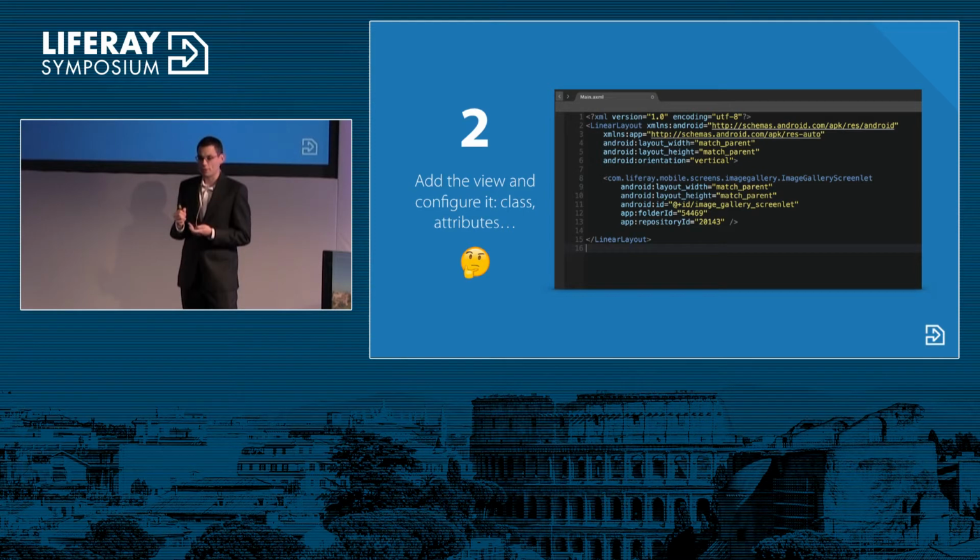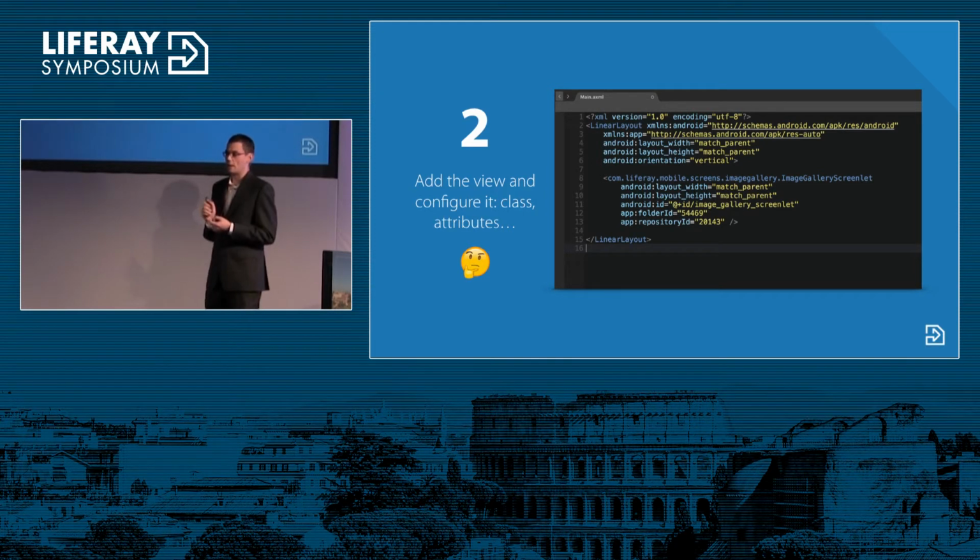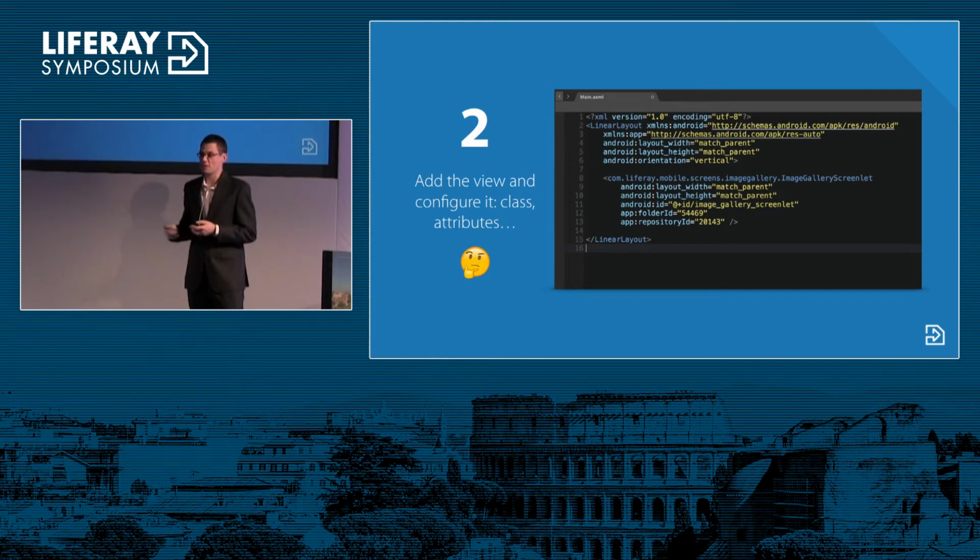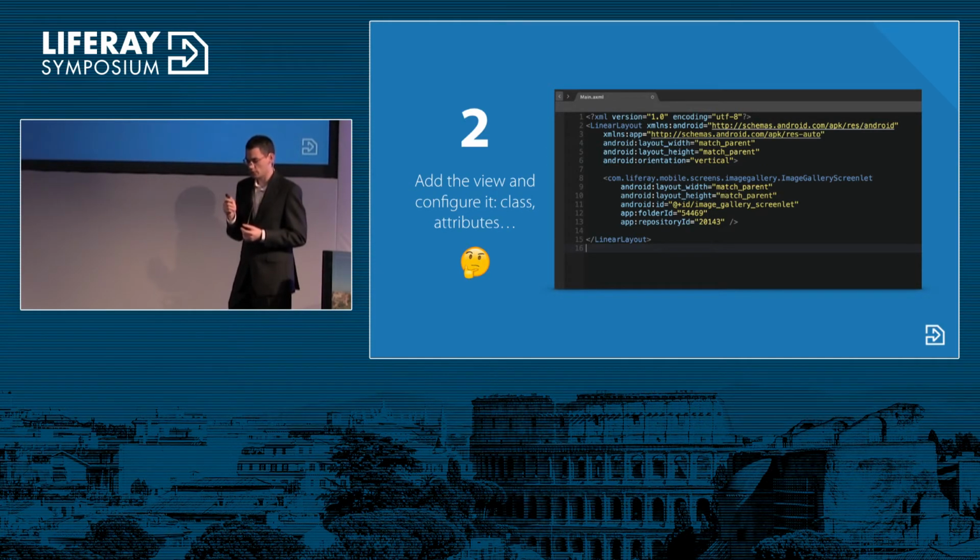You have to configure the view. This is an AXML. It's an XML pretty similar to the ones that you write in native Android already, but it's for Xamarin. You would use our screenlet, in this case the image gallery, and pass the attributes you need, like the folder ID, repository ID, whichever you want. Those could also be changed in C# code or dynamically depending on a condition, whichever you wanted.